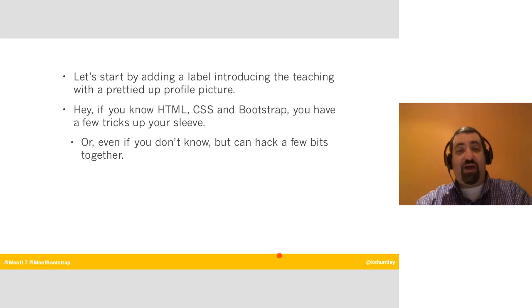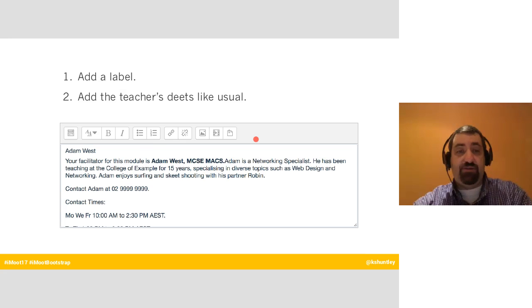So let's start by adding a label that we're going to use to introduce the teaching. I've got a typo. You're going to introduce the teachers, the facilitators, with a prettied up profile picture. You know, a little HTML, CSS, and Bootstrap. And even if you didn't know them, you could probably hack together these pieces. So the very first thing, we're going to add a label, and we're going to include the teacher's details as usual. So I've just added a label there, and I just figured instead of doing an actual demo, I'd just do this through screenshots.